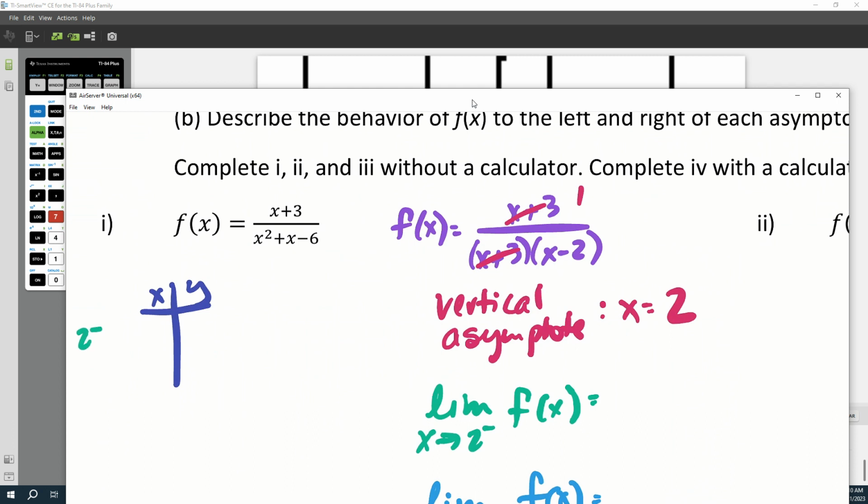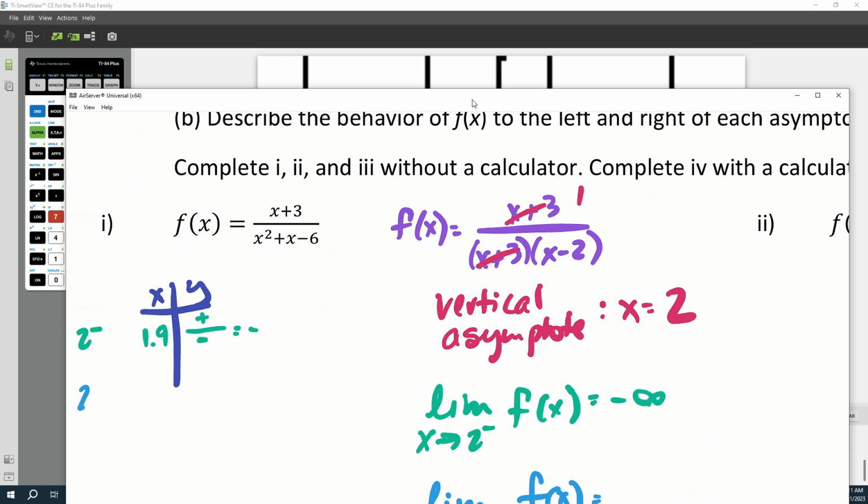All right, so I'm going to start off with a number on the left side of 2. And I can plug it into either function. I can plug it into the original, or I can plug it into the reduced function. I guess this technically isn't f of x anymore, but that's okay. So I know the numerator is going to be a positive 1 no matter what. If I plug 1.9 in for this x in the denominator, is that going to give me a positive or a negative? Negative. And then a positive divided by a negative, what's that going to be? A negative. So that means this is going to be negative infinity. Does that make sense?